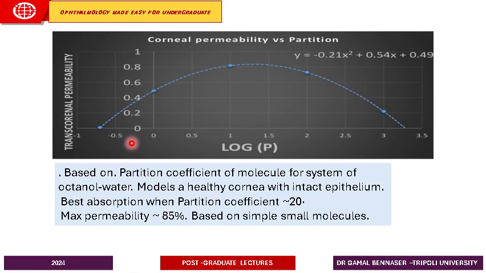But this is not the only variable. We have other variables, as I said: the drug concentration, the pH of the drug, the tonicity of the drug, and many other factors that determine the final permeability of the drug through the cornea.